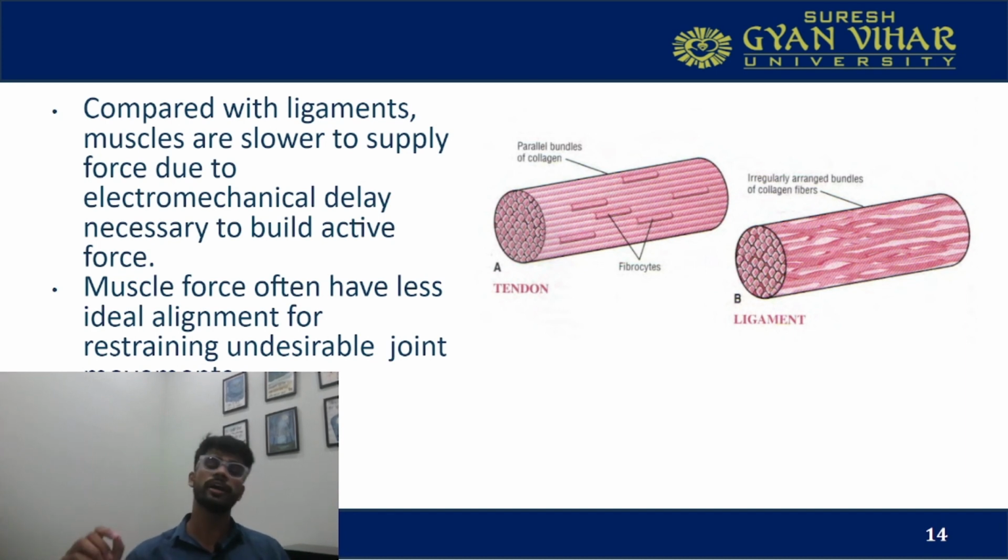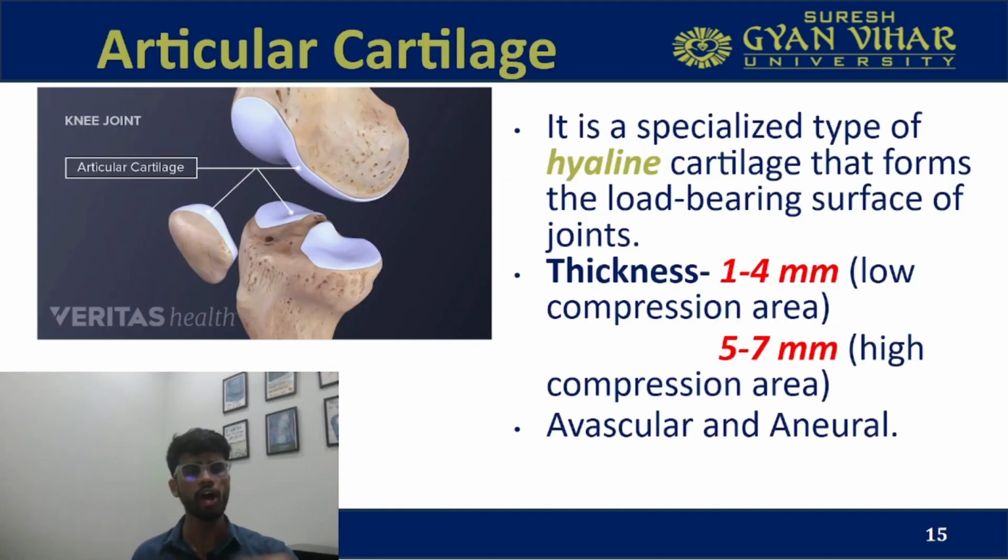There has to be an impulse transmitted through the nerves that will arrive at a neuromuscular junction, and then an action will occur. This delay is not present in ligaments, as they are rope-like structures which passively restrain all the forces coming to the joint. Now, the other thing that we must know is articular cartilage.